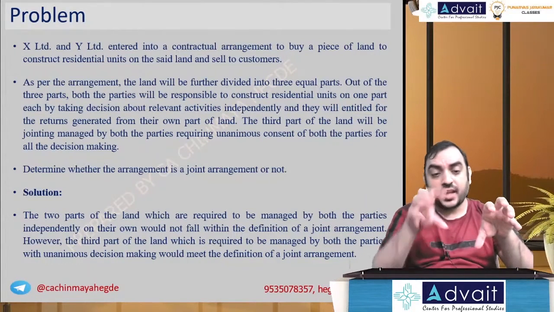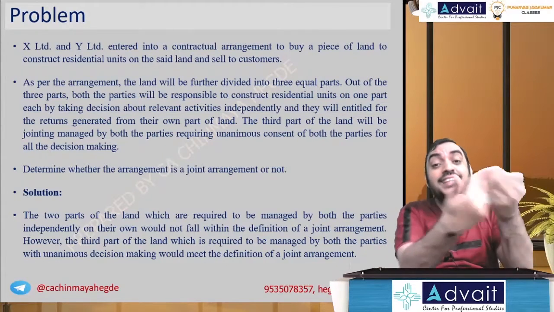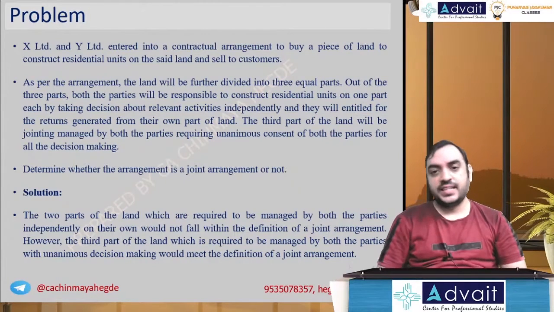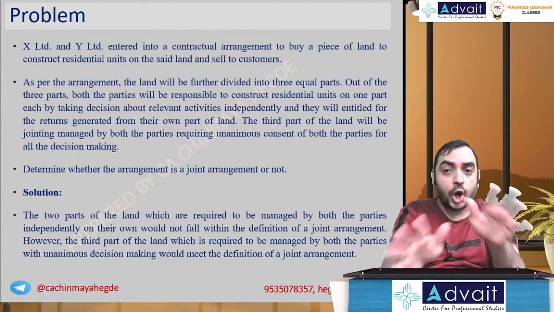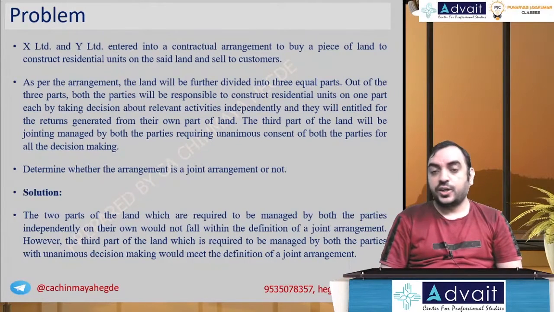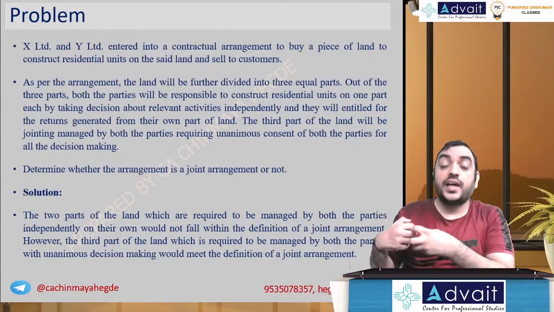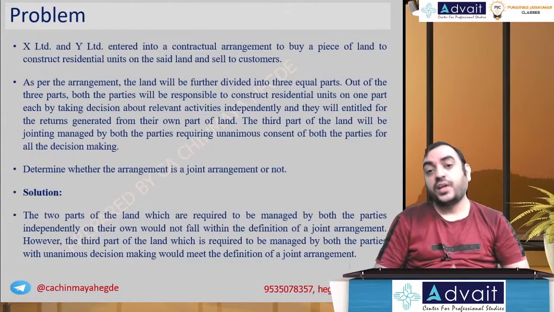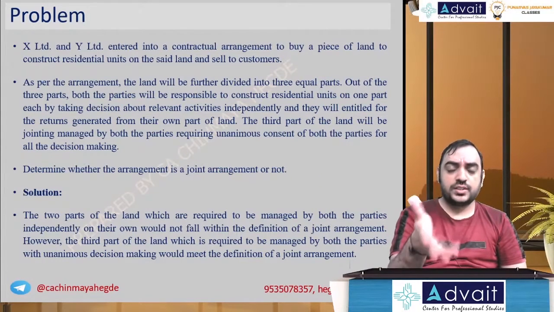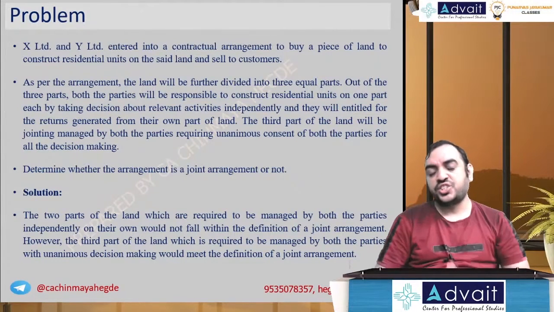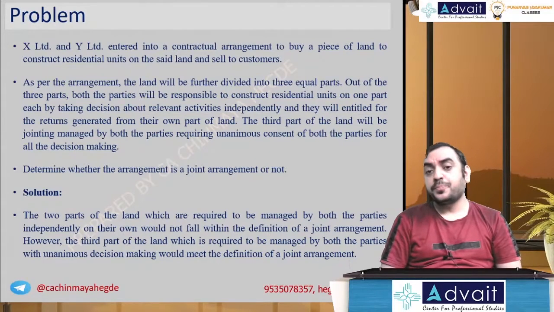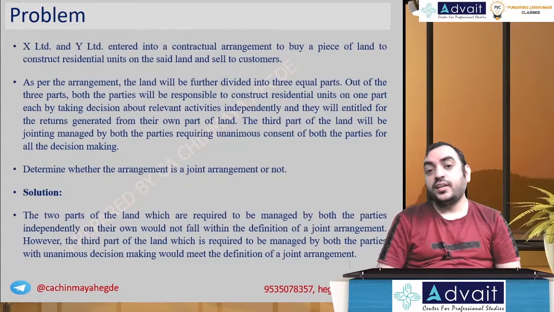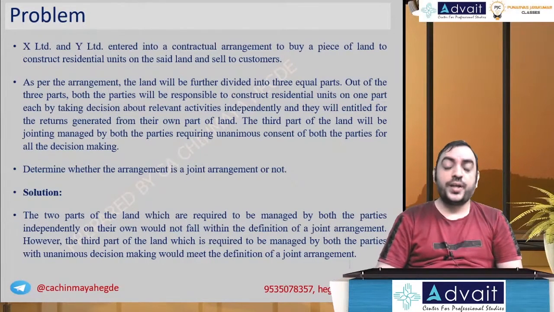So the first part and the second part do not require the other's consent. They can make independent individual decisions. So the two parts will not come under joint control, whereas the third part requires joint unanimous consent. So the third part requires joint control. In this problem, the first two parts do not require joint control, so they are not a joint operation or joint venture. Only the third part, which requires unanimous consent, requires joint control. Therefore, that is a joint venture.